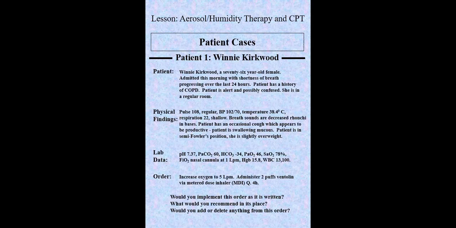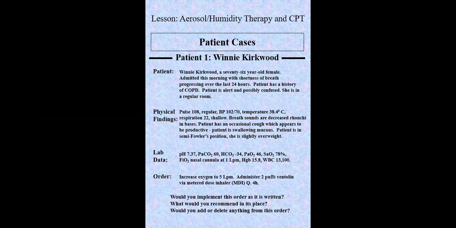PaO2 of 46. What is that? It's severe hypoxemia. Not severe. Severe would be less than 40. Moderate. But since she's on 1 liter of oxygen, she's not on room air. She's still not getting enough. What's that called when they're on oxygen, but it's not correcting? Uncorrected hypoxemia, right? So it's fully compensated respiratory acidosis with uncorrected hypoxemia.